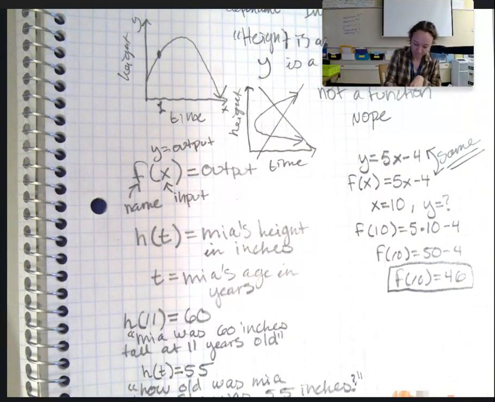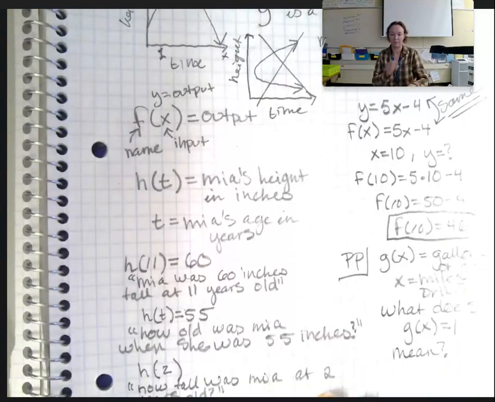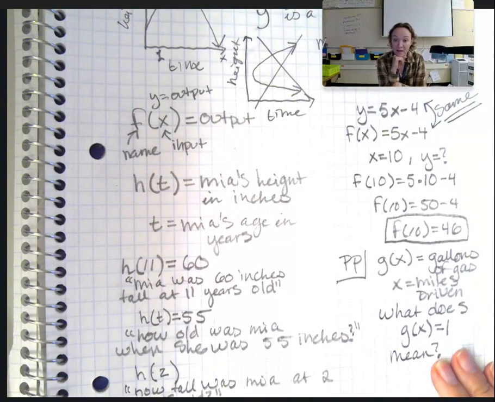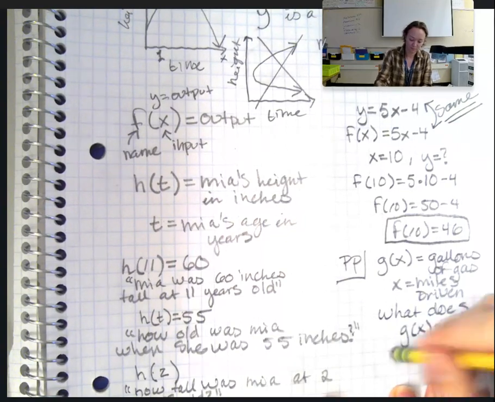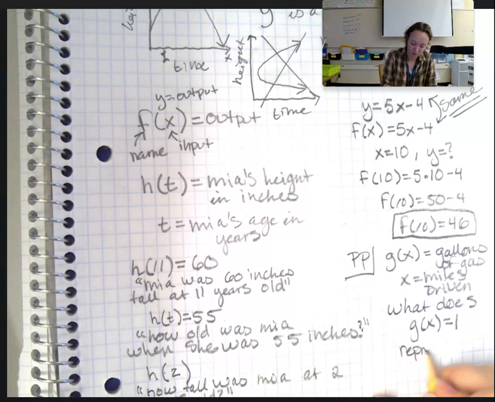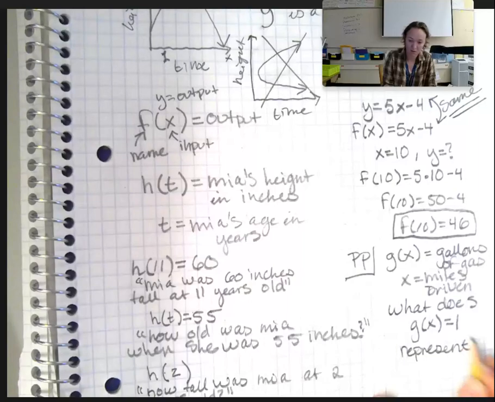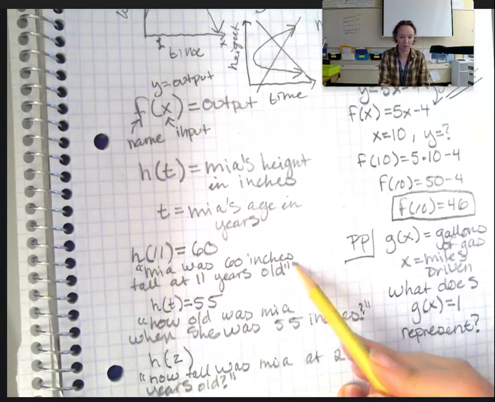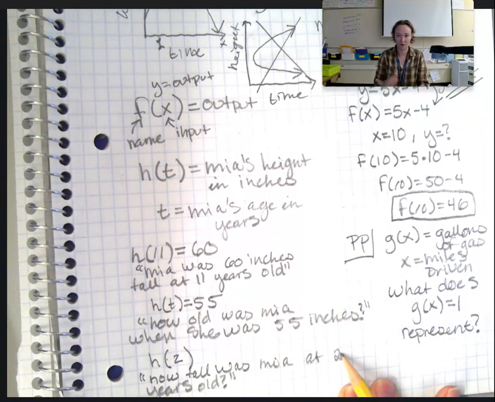Practice problem. All right, so new function. Let's say that g of x represents the gallons of gas, and x represents the miles driven. What does g of x equals 1 mean? Or what does g of x equals 1 represent? Represent is better. I'm looking for a sentence here, just like one of these sentences that I wrote over here. Okay, good luck.